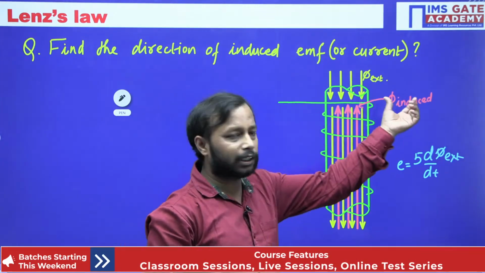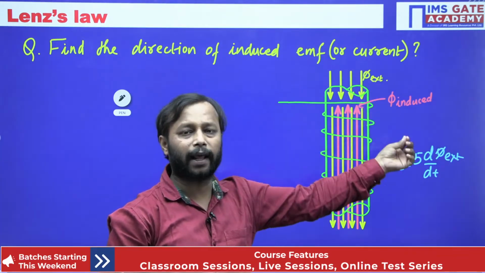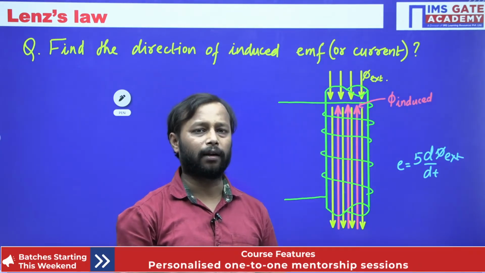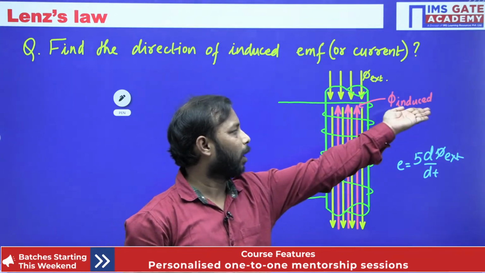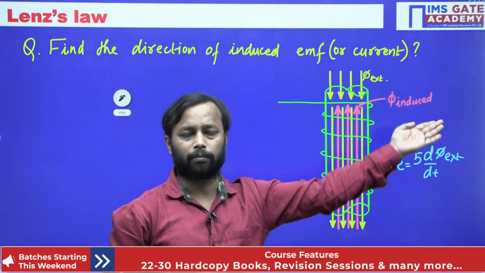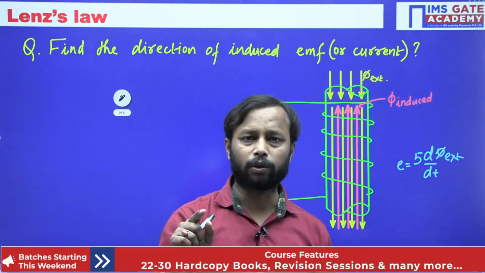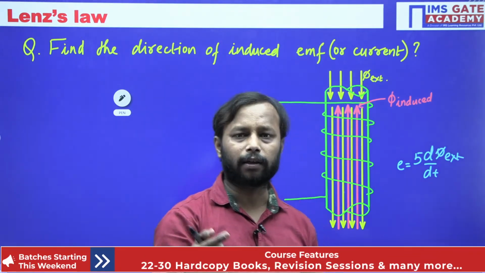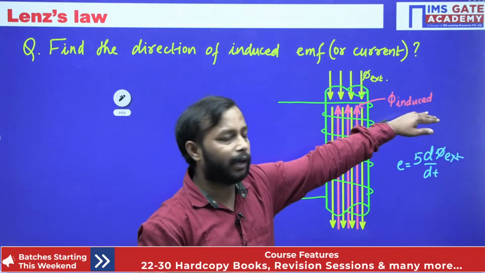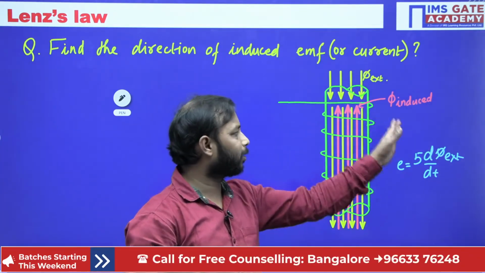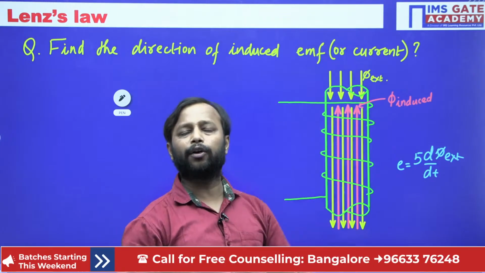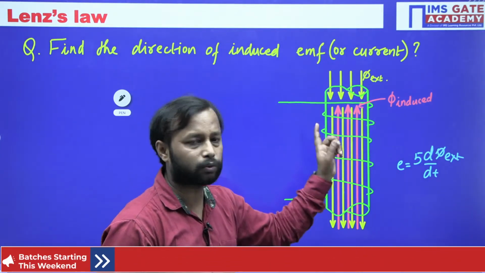Now to get this phi induced in such direction, what should be the current then? What should be the direction of current that we are going to have such phi induced direction? The flux can only be produced whenever we are having the current, na? So this phi induced is going to be induced by the induced current. So to get this direction, what should be the induced current which is going to flow in this wire?